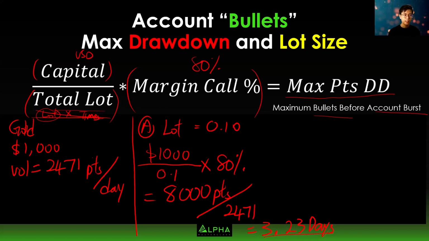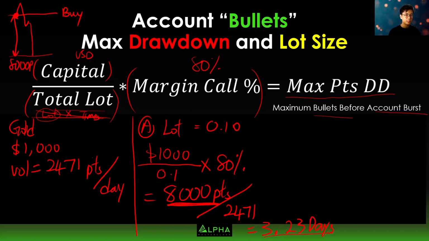Now, what does this mean? This means that in the event whereby you make a buy trade here, the market can go up and down, 50-50. If the market goes against you, down by 8,000 points, meaning from the top it suddenly jumps all the way down 8,000 points, then in about 3 days' time, you are going to be margin call.